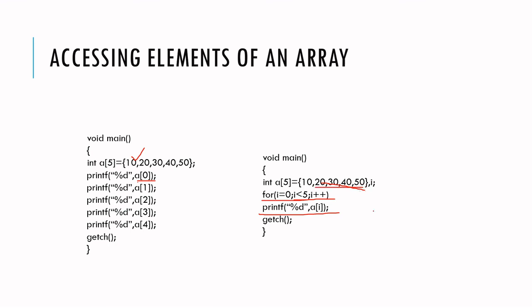So in this methodology, we can access the elements of an array. Either in a forward direction, you can access the elements of an array, or else in the reverse direction. So in this video, we have discussed how to declare a one-dimensional array, how to initialize a one-dimensional array, and then how to access the elements of a one-dimensional array.